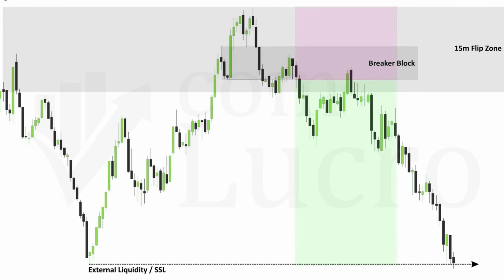As you can see, price pushed higher, activated the sell limit order, then reversed and dropped until it eventually reached the take profit. This completes the full sequence of confirmations and shows how the flip zone, the breaker block, and the lower time frame shift work together to create a clean, high probability setup.